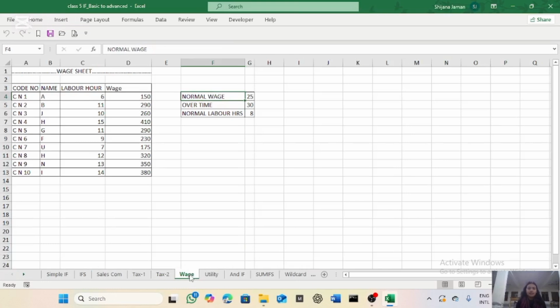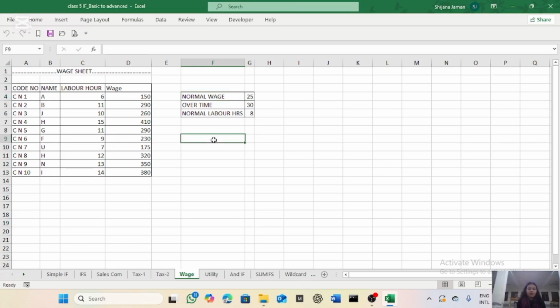So guys, now we are calculating our wage using Microsoft Excel. In this context, this is our labor hour, this is our wage, and additionally we have normal wage 25 per hour, overtime 30 per hour, and normal labor hours 8 hours.